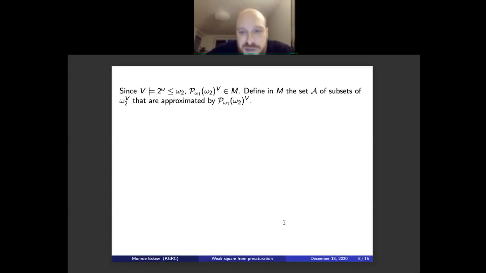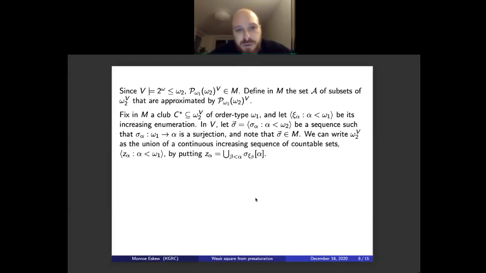And we're going to define in M something that approximates, to use a word in different senses, the ground model power set of omega 2. M doesn't really have a direct way of referring to it, but it has the collection of countable subsets of omega 2 from V. And we're going to say script A is the subsets of this ordinal that are approximated by P omega 1 omega 2 of V. So this includes all of the ground model sets, which can be found in M by taking, if you have an X, j of X and intersecting it with omega 2. That's the original set X. But it could include more. We don't know in general.